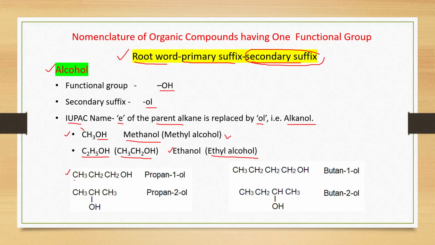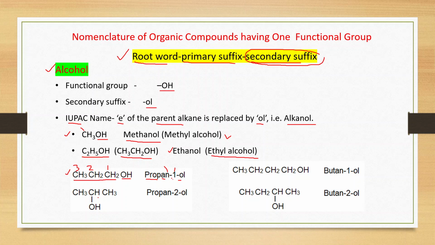Now come to this: CH3CH2CH2OH. OH means alcohol, with 3 carbon atoms joined by single bonds. That's why first we'll write the root word prop, then AN, the primary suffix. If you number the chain, the carbon which is attached to the functional group is given the lowest number. We will also write the position of that carbon to which the functional group is attached. So this is propan-1-ol. Again remember, the letters and the number are separated by a hyphen.